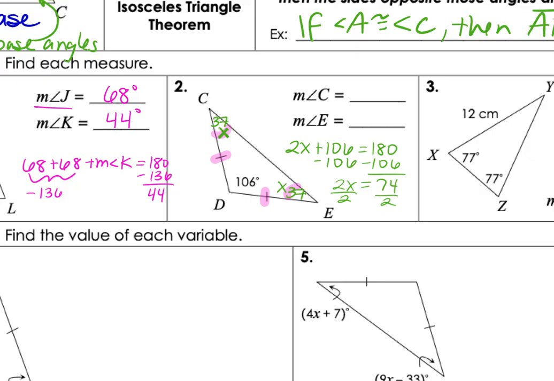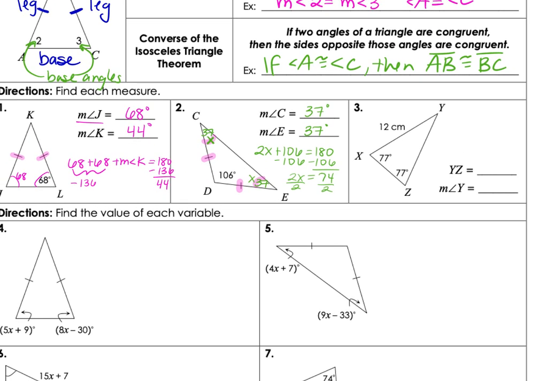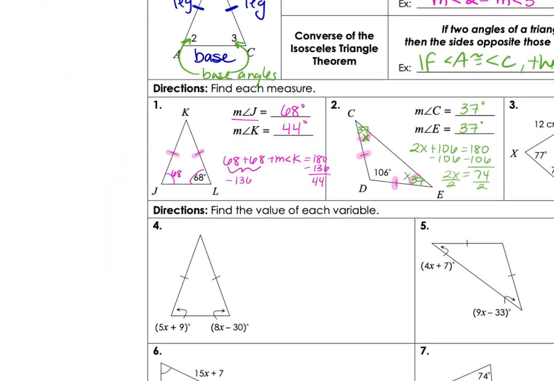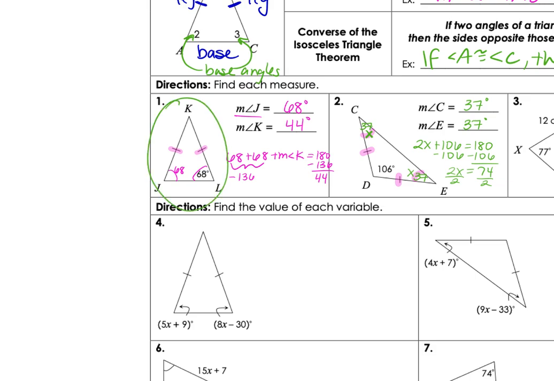37, right? That means both of those are 37. So C is 37 degrees and E is 37 degrees. The most common mistake I see made on problems like this is everyone wants to treat it either like this type of triangle every single time or like this type of triangle every single time. You can't. You have to pay attention. Did they give me the vertex angle or did they give me a base angle? Okay, and then work from there.